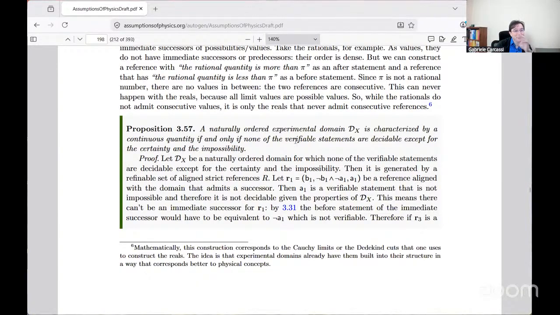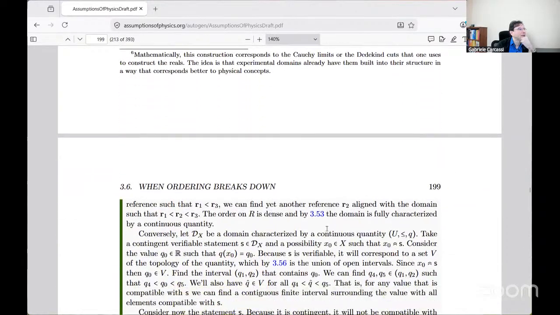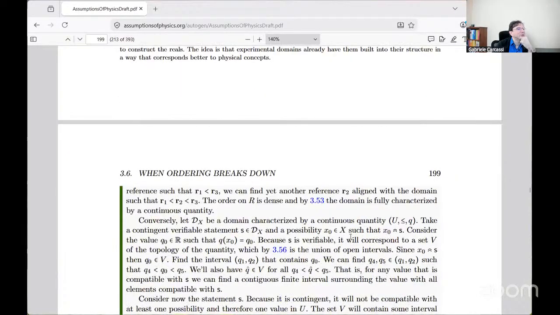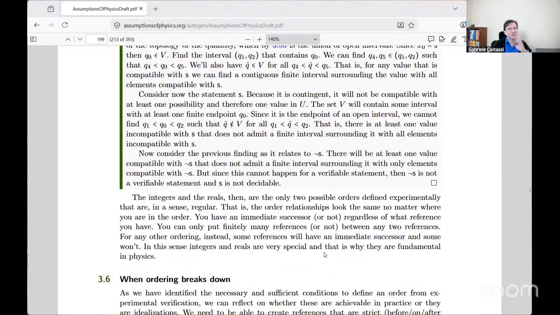Here, the ordering of the reals, the continuous ordering, is exactly the opposite. Every verifiable statement is not falsifiable, except the certainty and impossibility. So this is why these two orderings are the ones that are mostly prevalent. You're making exactly the opposite assumption. And yeah, there is a little bit of proof, but that's the gist of what we said before.